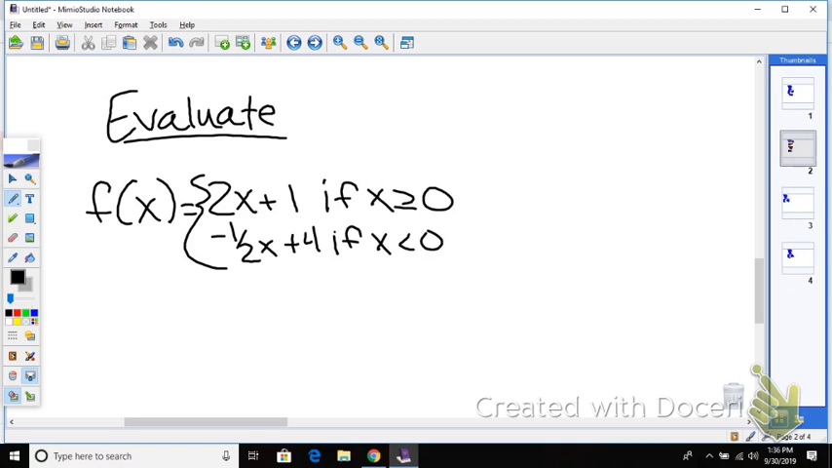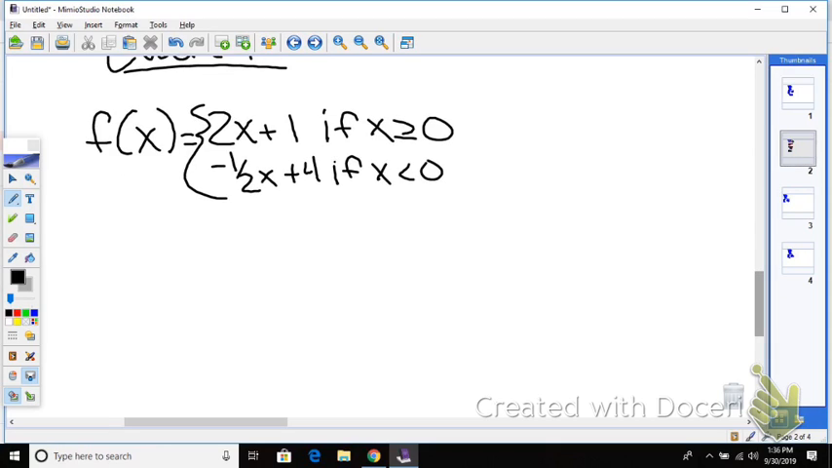Okay? So this time we're not graphing, we're evaluating. I'm going to give you an input, and you're going to give me one output. Not two outputs because we have two equations, but one output. Depending on what the input is depends on which equation you use.